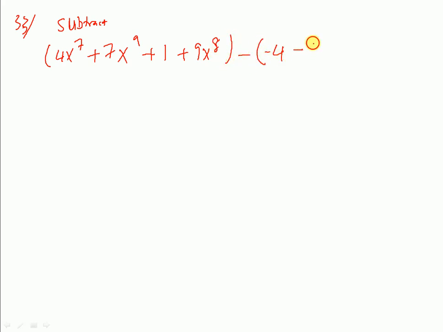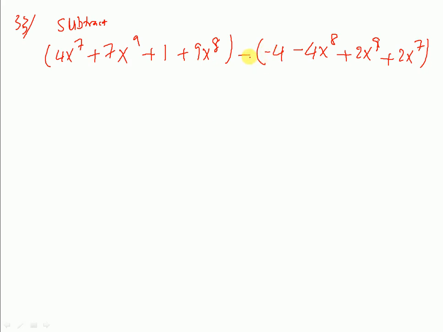Okay, here in this question 33, we are asked to subtract. So I have 4x to the 7 plus 7x to the 9 plus 1 plus 9x to the 8 and minus 4, minus 4x to the 8th power plus 2x to the 9 plus 2x to the 7. Now, because there's a minus 1 in front of the parentheses, in order to open the parentheses, you must change all the signs when you take out the parentheses here.